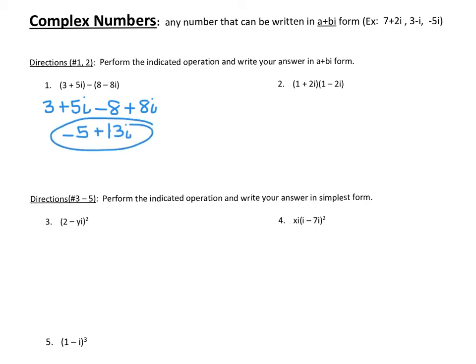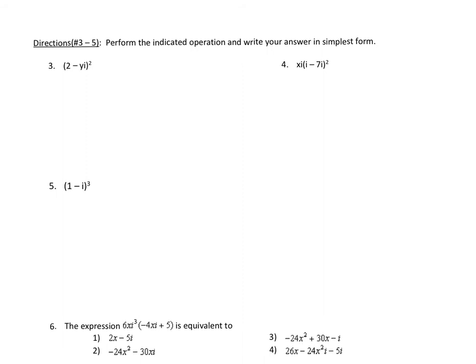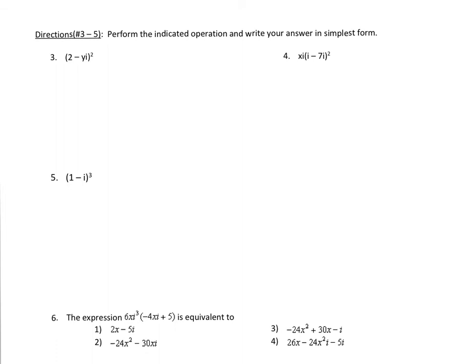All right, if you take a look, so again, we're just doing the odds. If you take a look at number 3, it says perform the indicated operation and write your answer in simplest form. Okay, so here we have a complex number, although y is a variable in this, so it means we're going to have y's in our answer as well. But they're telling us to take this binomial and square it. All right, so if something's squared, it means we have 2 of them. So let's write it out twice.